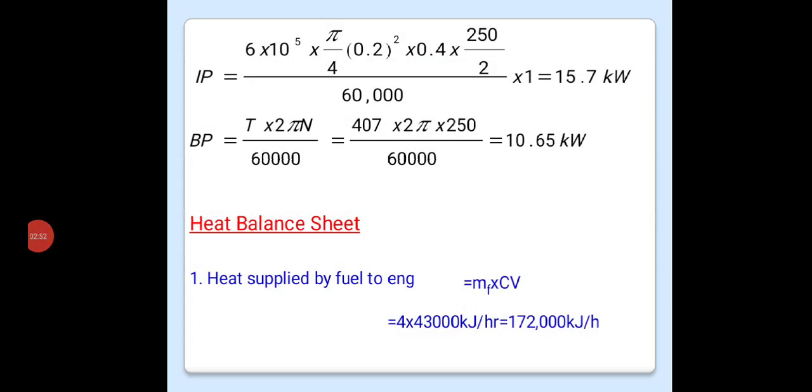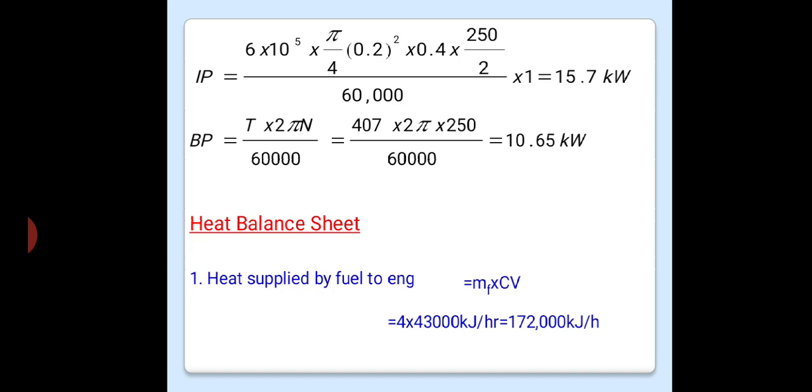So we are going to substitute the values, that is mean effective pressure 6 bar, it is 6 into 10 raised to 5, we are going to convert it into Newton per mm square, then pi by 4 d square, diameter they have mentioned, L they have given, this is a 4-stroke, so N is equal to N by 2, we have taken 250 divided by 2 divided by 60,000, and number of cylinders is 1. So indicated power we got 15.7 kilowatt.